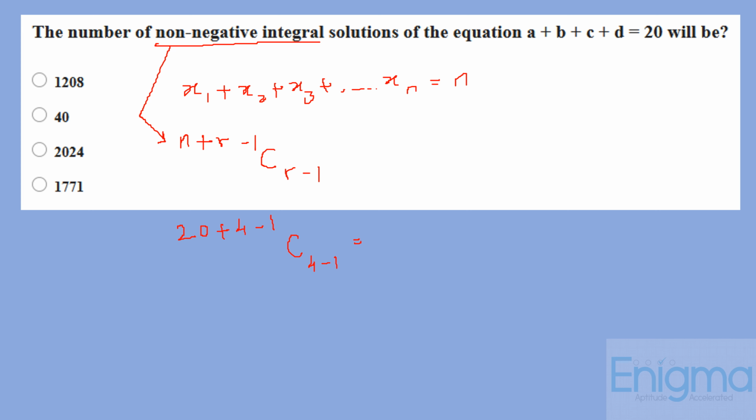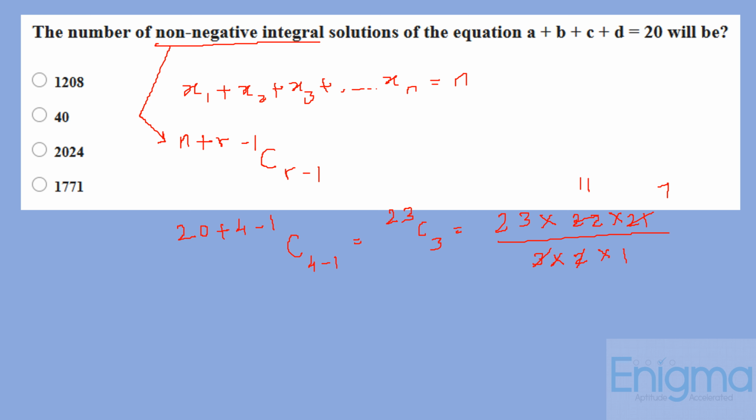So basically we have here 23C3. Now 23C3 can be written down as 23 into 22 into 21 upon 3 into 2 into 1. So we have here 3 sevens are 21, 2 into 11 is 22.